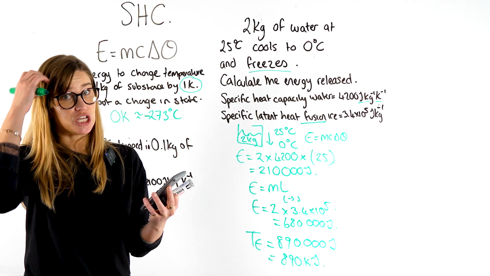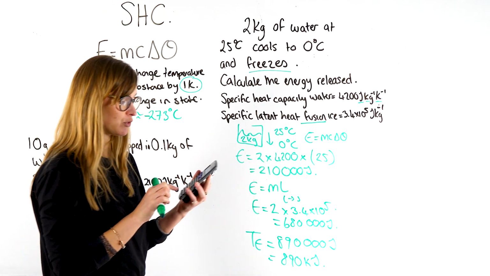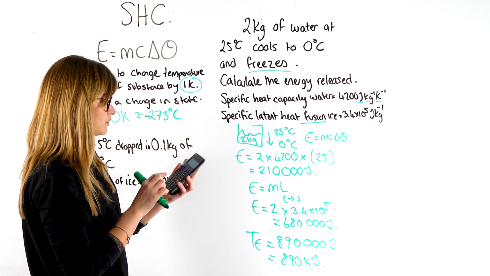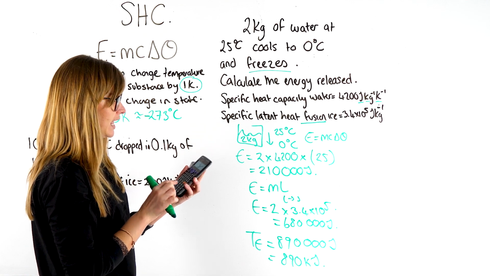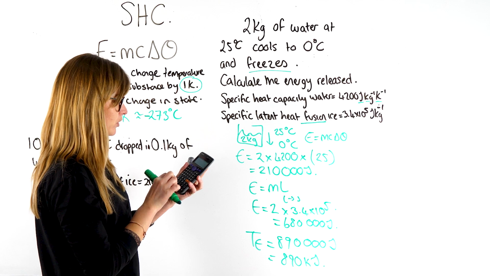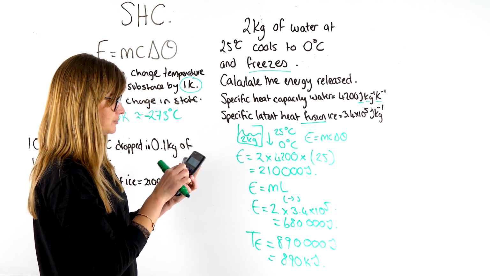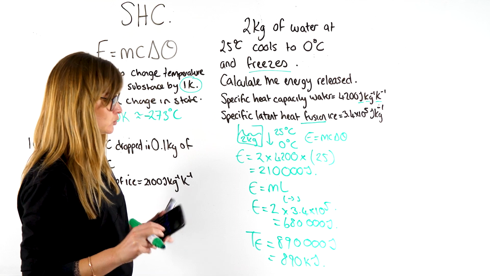So remember, always double check your numbers in your calculator because we can all make mistakes easily by just hitting a number wrong. 4,200 multiplied by the mass, multiplied by that change in temperature, and then we're adding on our mass times our 3.4 times 10 to the power 5 to get our 890 kilojoules of energy.